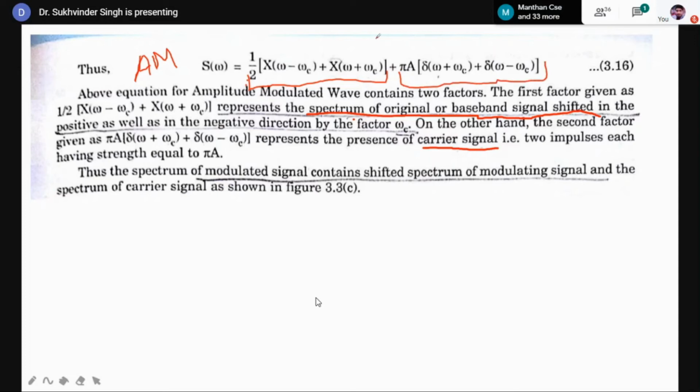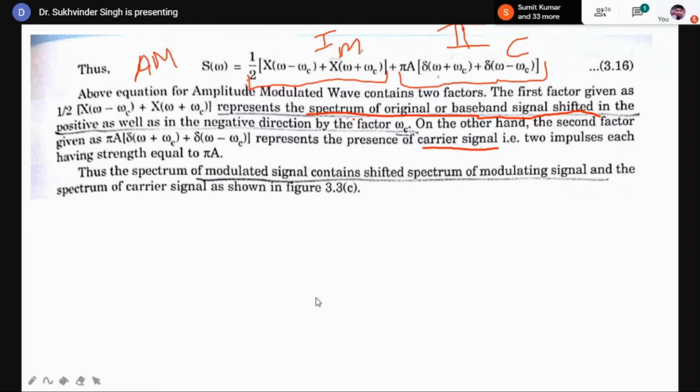So equation 3.16 can be divided into two parts. This is called the first part, and this is called the second part. The spectrum of the original or baseband signal is shifted by plus minus omega c. The first part represents the spectrum of the original or baseband signal, and the second part represents the carrier wave. This represents the carrier wave, and this represents the modulating signal. So equation 3.16 has three separate parts.